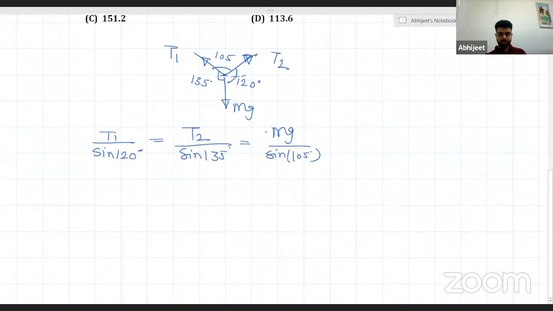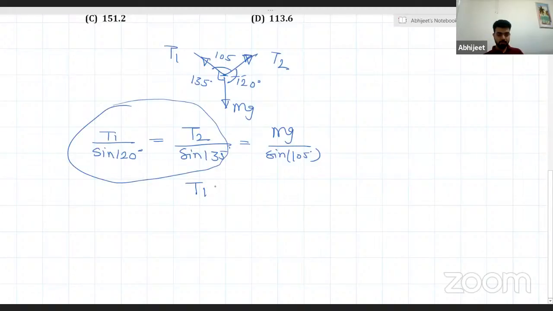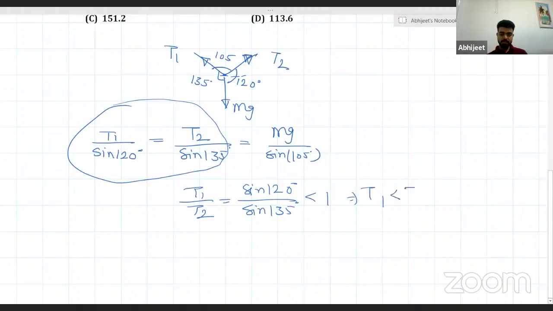Now, we want to find out the maximum possible of this. First we have to check which one is our T maximum. We can also take the ratios like this: T1 by T2 is equal to sine 120 degree divided by sine 135 degree. I think 120 is smaller and 135 is bigger, so this will be less than 1. It means that T1 is smaller than T2.